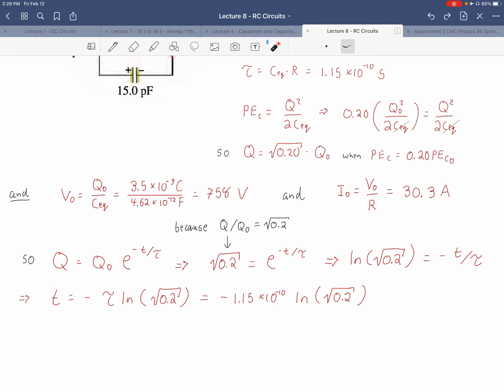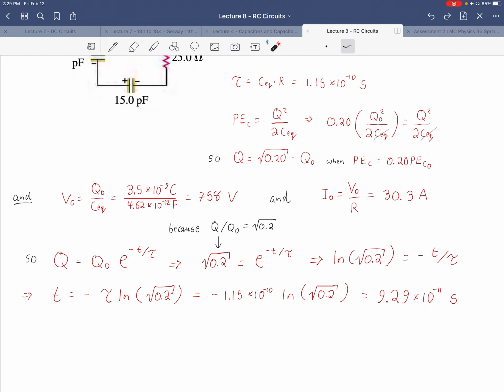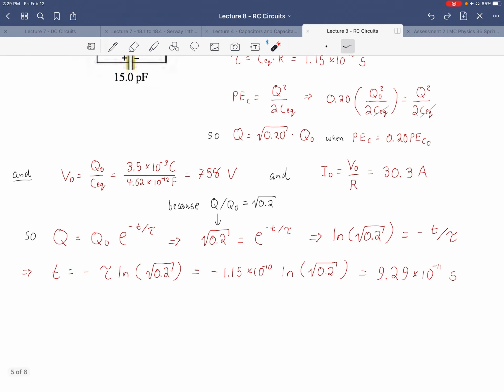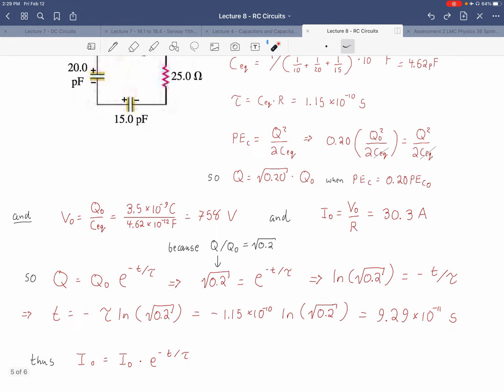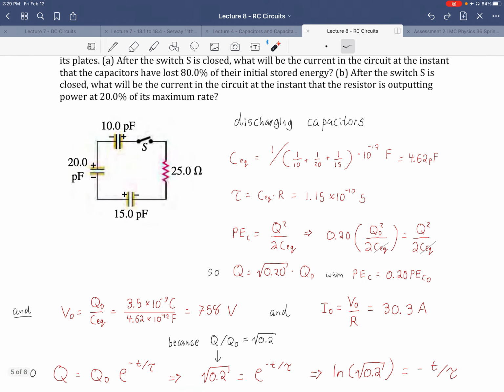Now why am I solving for t? Because I can plug it into my current expression. Not current as in the one that's happening right now, but current as in flow of charge. So let's find my value of time, and it ends up being 9.29 times 10 to the negative 11 seconds. Makes sense considering how small tau was. And now finally, with that value of time, I'm going to plug that into current, because I was asked for how much current is flowing at that point.